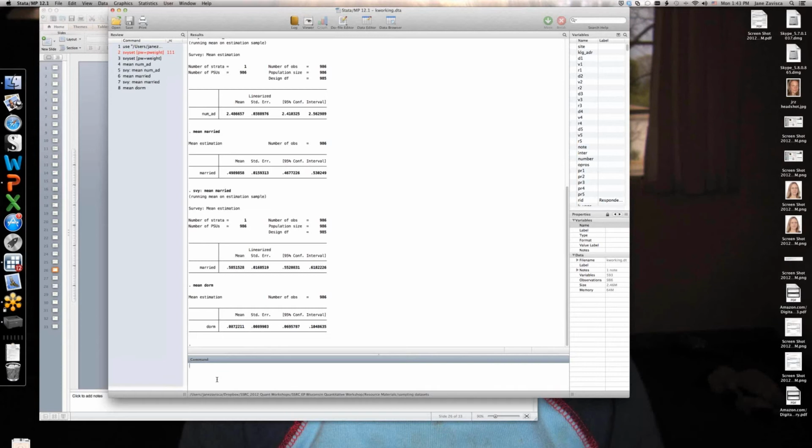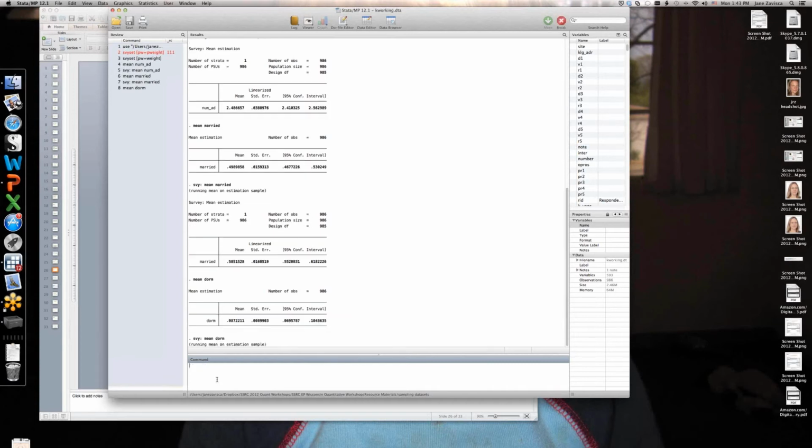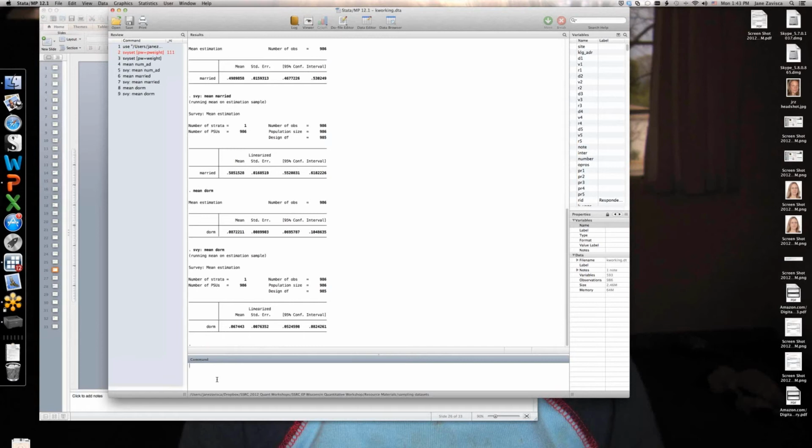We have two issues here. So far I've only survey-set my data with the weighting, but I haven't told it about the clustering. So here we can see, as we would expect, that the correct estimate of the mean is smaller, because we have some overrepresentation of dorm dwellers. That's based on household size. They tend to also have smaller households. But there's another issue, which is the variance.